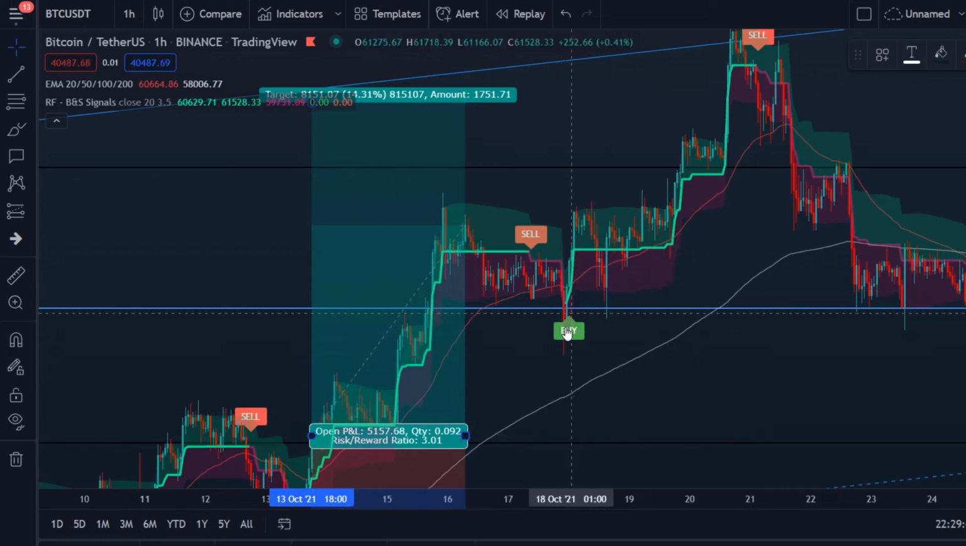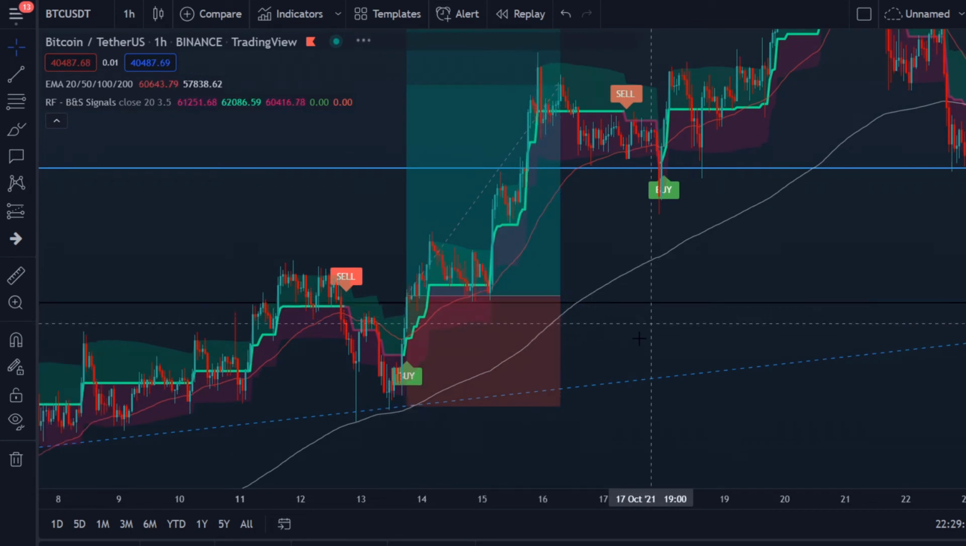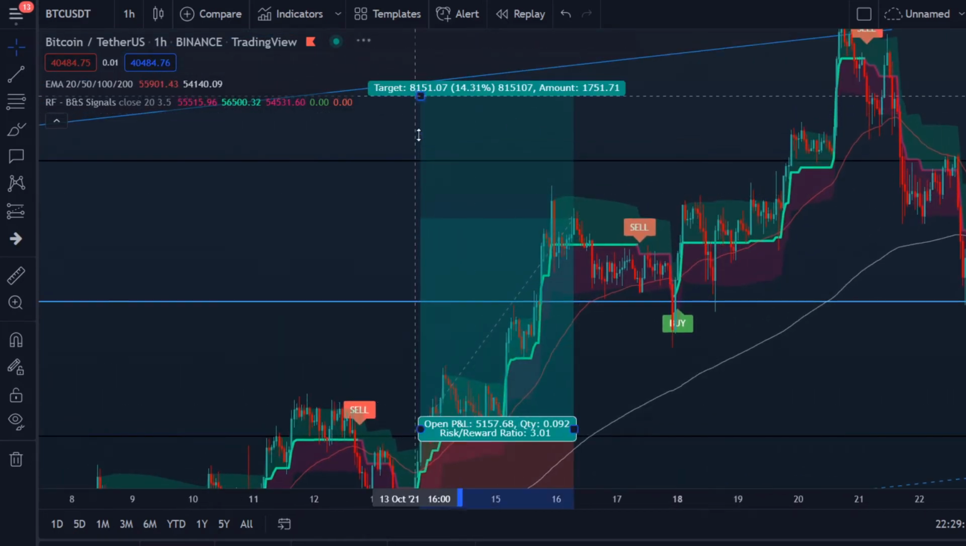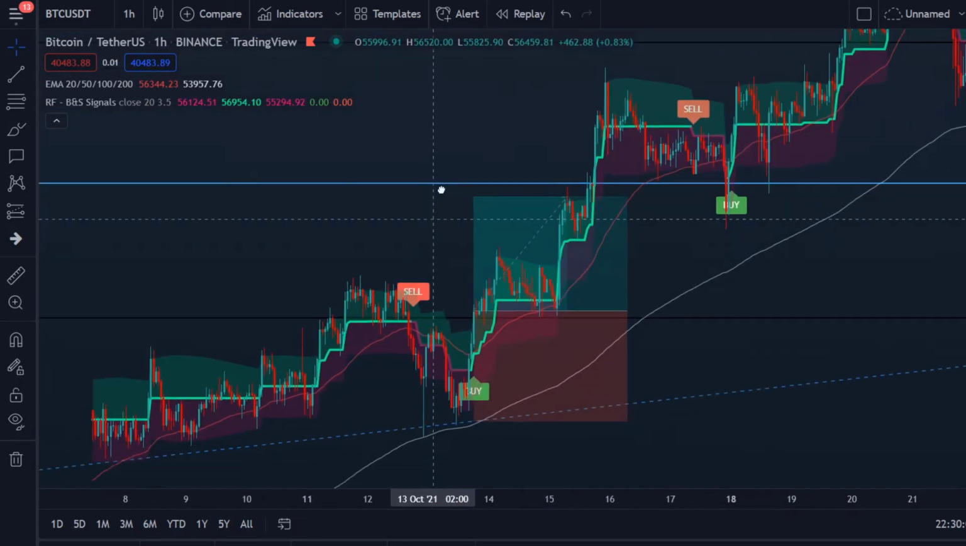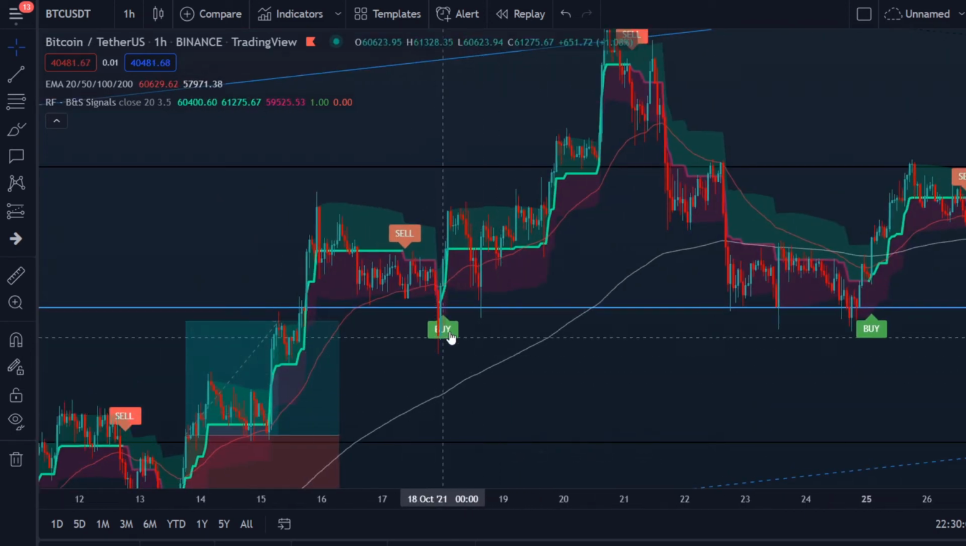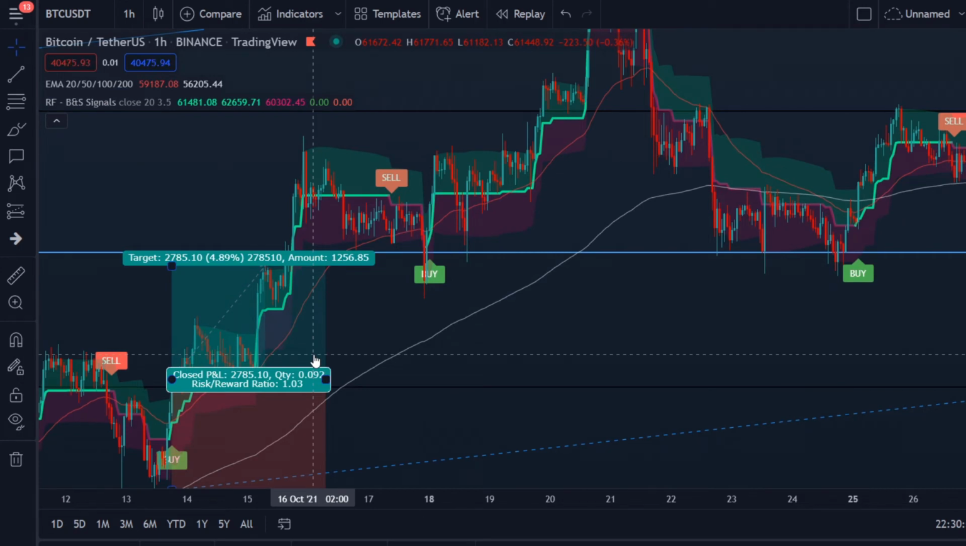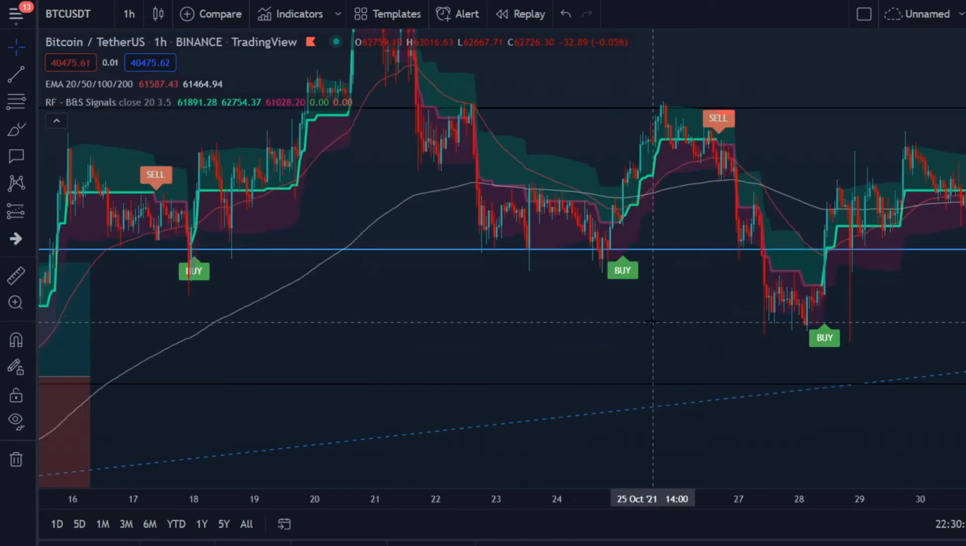We also see another entry about here, and of course I'm using a 3-to-1 right now, but you can use whatever risk reward ratio you want. If you prefer to trade 1-to-1 or 2-to-1, that's of course also fine. Just for this video, I'll be testing a 3-to-1 risk reward ratio strategy. But a 1-to-1 risk reward ratio will definitely increase your win rate, that's for sure.